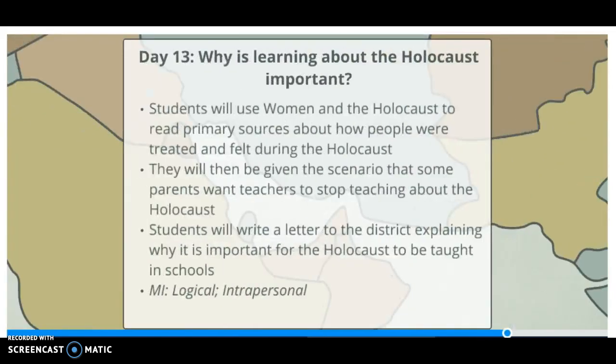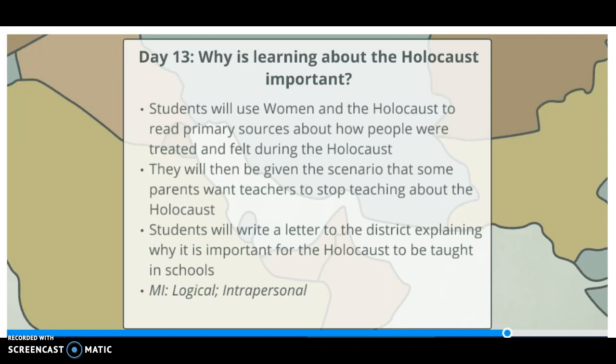So day 13 is one of my favorite activities I came up with because the students will use their emotions for this assignment. They will use Women in the Holocaust, a website that has primary source documents of poems written by women and children who were alive before the Holocaust, during the Holocaust, and those who survived the Holocaust. They wrote about how they felt during that time period.